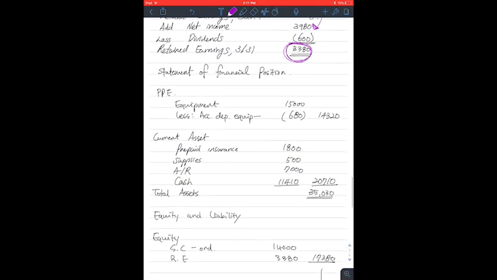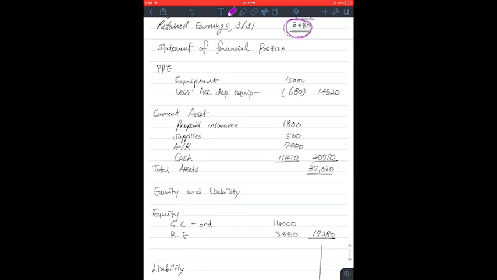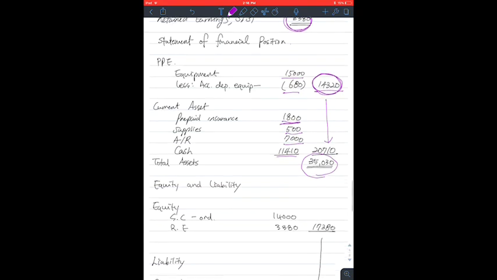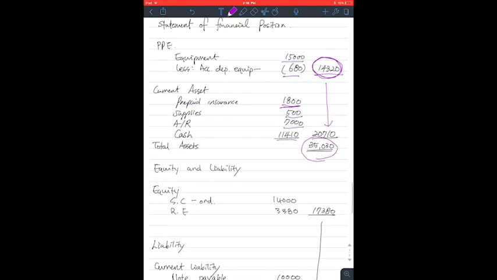Anyways, let's move on to the statement of financial position. We have 15,000 on the equipment, less accumulated depreciation equipment, 680, and it will give us this total amount of equipment. And our current asset, we can just simply copy all the numbers from the adjusted trial balance. In cash, we have this number, and then if we add these two, it will give us 35,030.